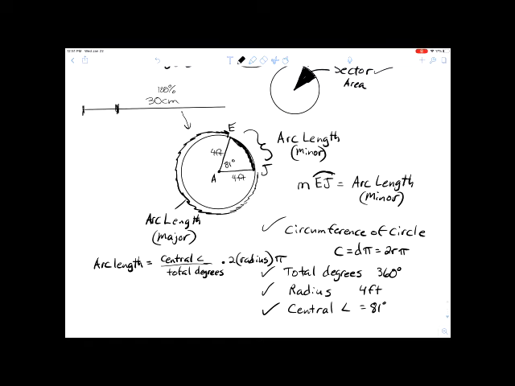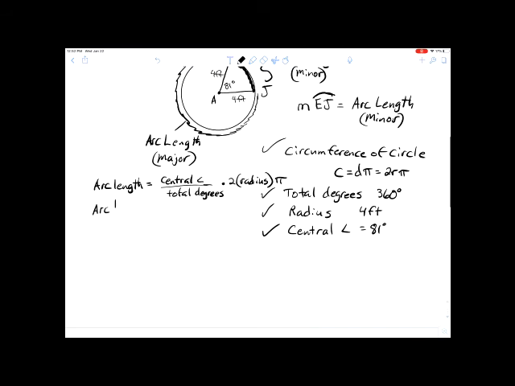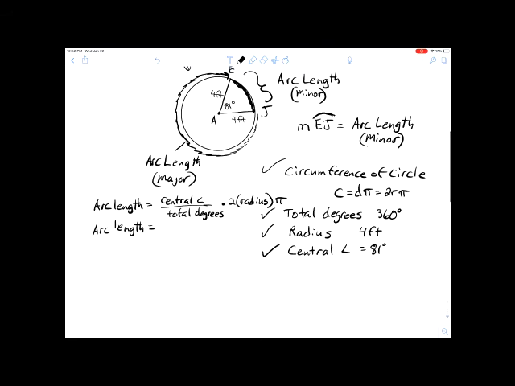So let's put in all the information that we have in this equation. So it's going to be arc length is equal to, what's the central angle for this circle? 81 degrees. Divided by, what's the total degrees? 360 degrees. And we're going to multiply it by 2 times the radius. What's the radius? 4 feet. And then we multiply it times pi. The arc length will be the answer to this equation.